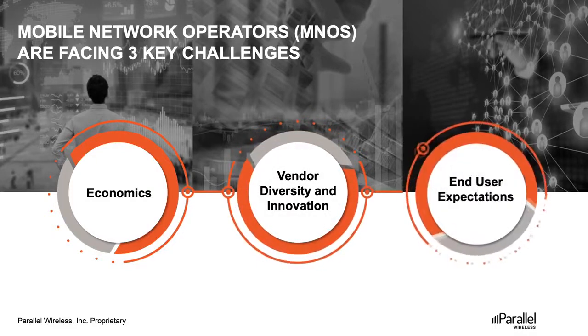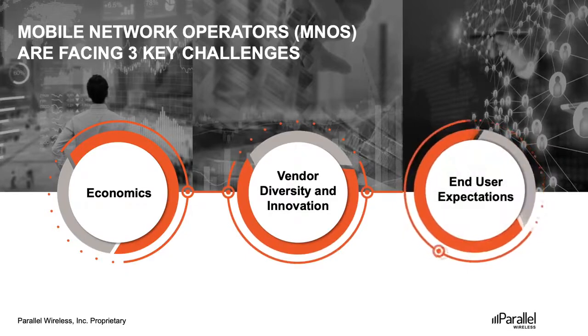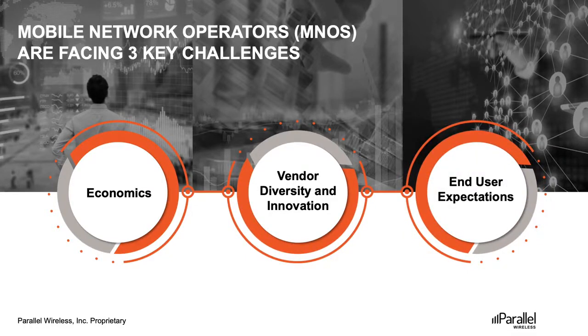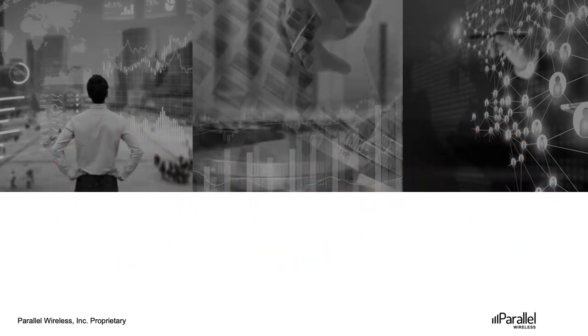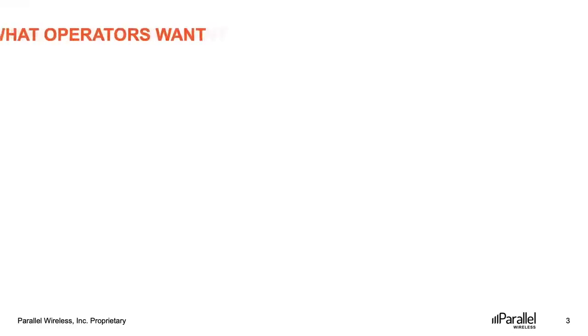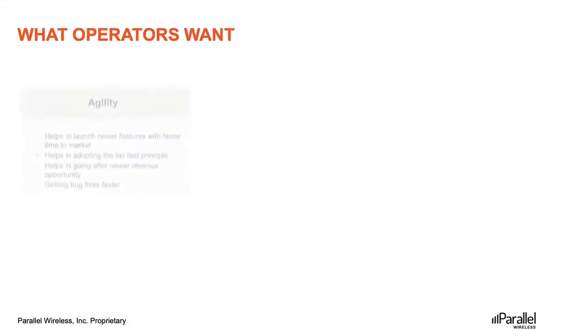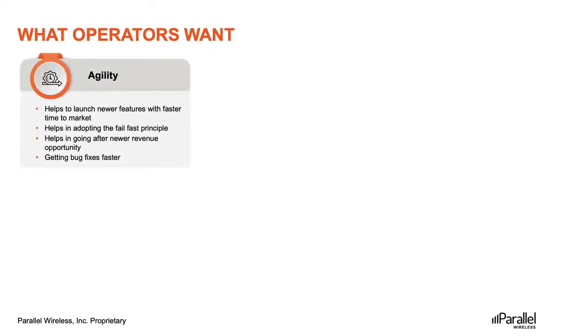Thirdly, it is important for operators to provide the best in class end user service experience, both in terms of quality of service, SLA, and support. Now let's step back a bit and understand what operators are looking for in order to address the challenges. Operators need agility in order to launch newer features with faster time to market.